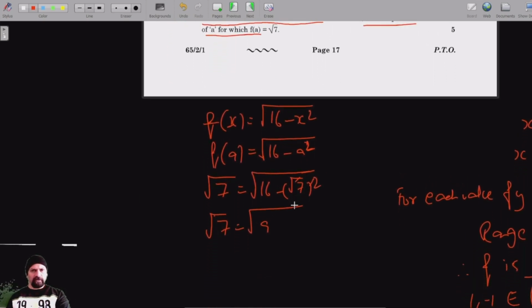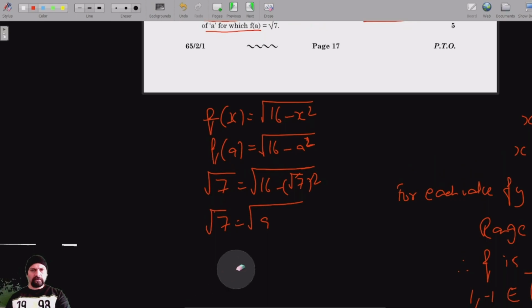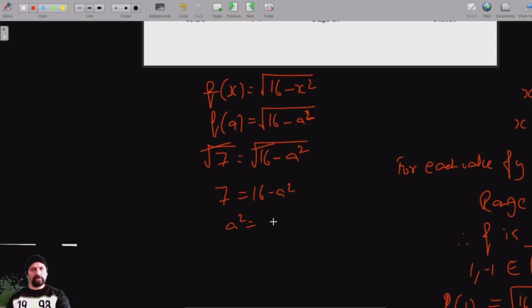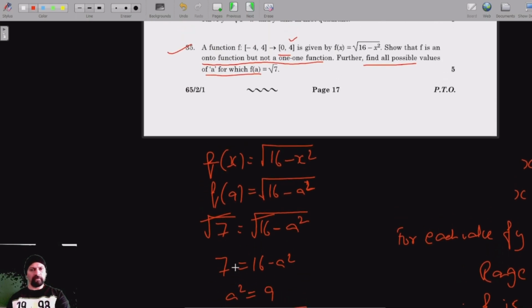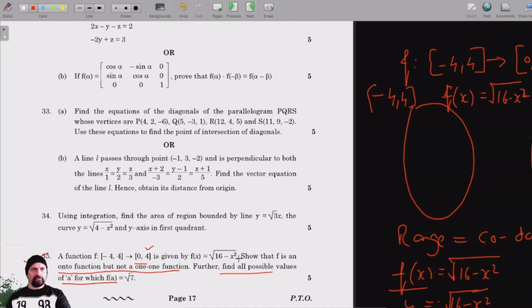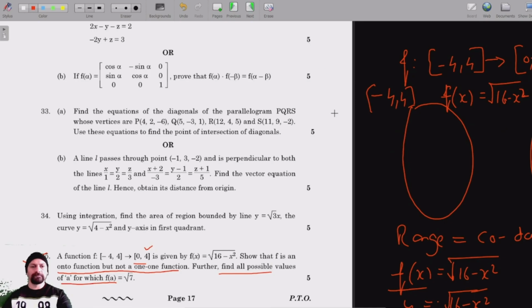We have to find the value of a. So this is 16 minus a squared. Squaring both sides gives us 7 is equal to 16 minus a squared, which gives us a squared is equal to 16 minus 7, that is 9. So a is equal to plus minus 3. So these are the possible values of a. And this also completes question number 35. Let's move on to the next section.